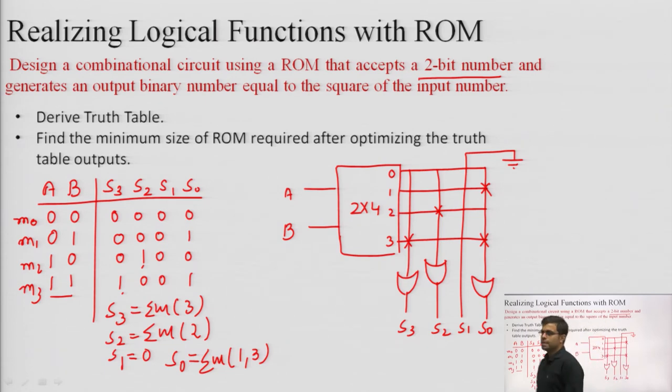So, in this way we can design any circuit using ROM. Okay. First of all, we have to convert that description into a truth table. From the truth table, we will be able to easily identify the number of inputs and outputs, and corresponding to those inputs, we have to choose the decoder, and corresponding to the number of outputs, we have to choose the number of OR gates. Okay. So, for further clarification, let us take one more example.